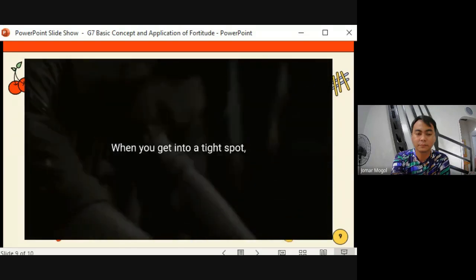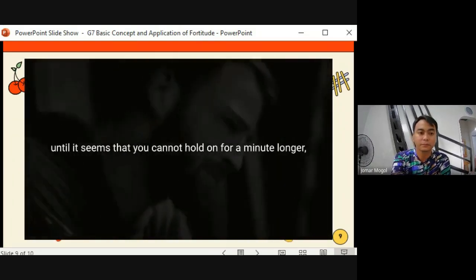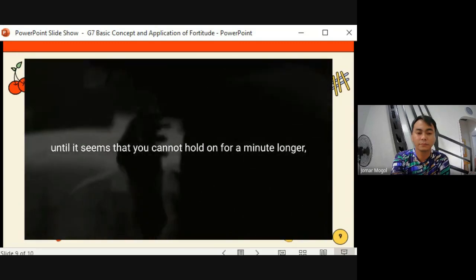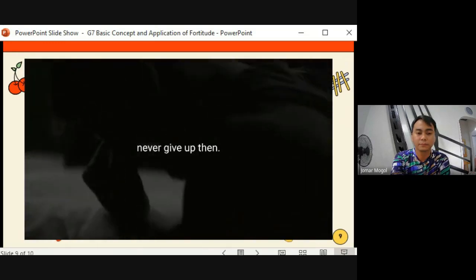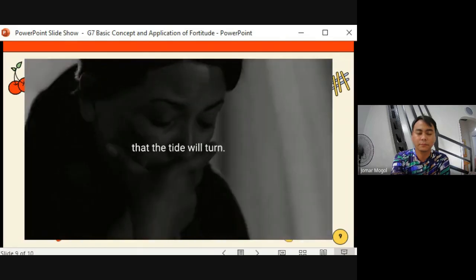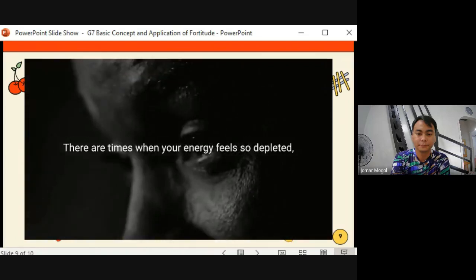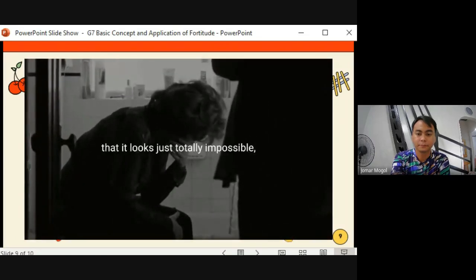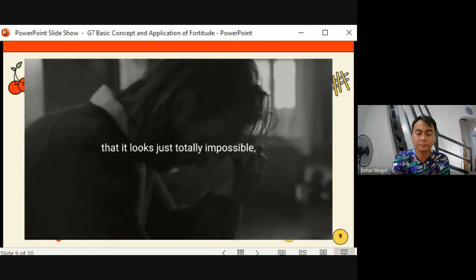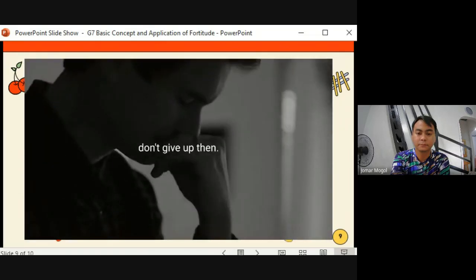When you get into a tight spot, if everything goes against you until it seems that you cannot hold on for a minute longer, never give up then, for that is just the place and time that the tide will turn. There are times when your energy feels so depleted that you want to give up, that it looks totally impossible. And I can tell you from my own personal experience, don't give up then.